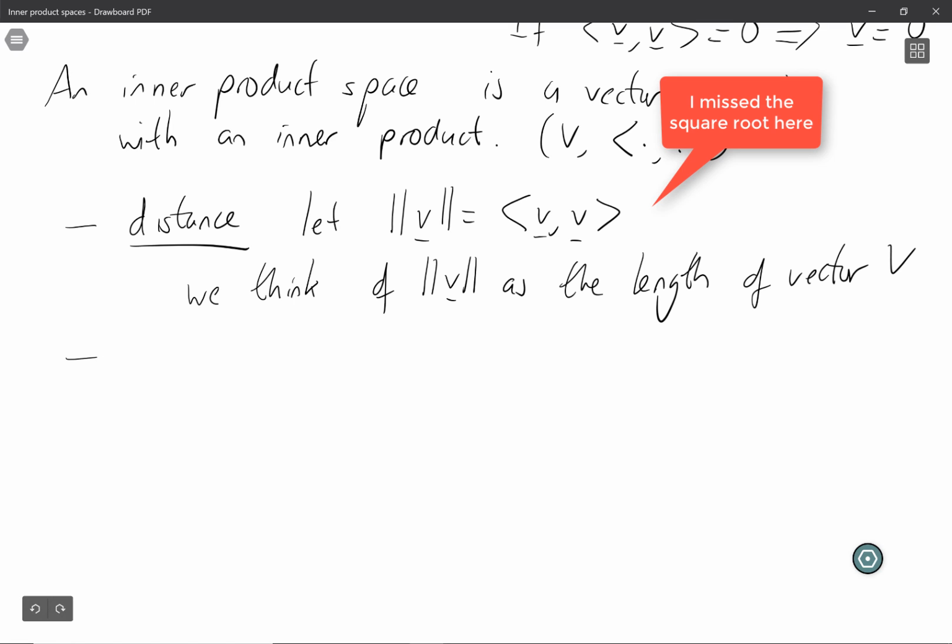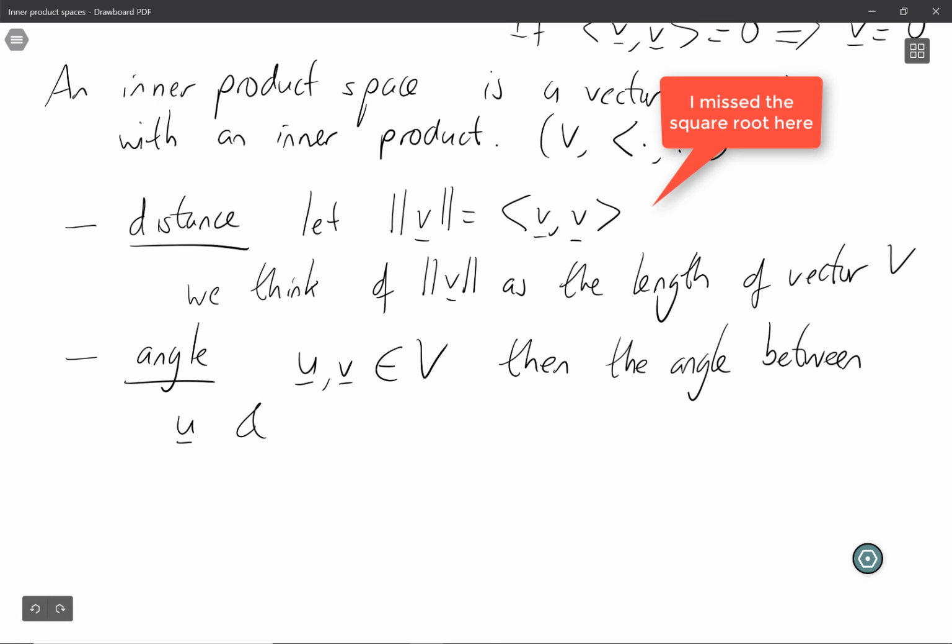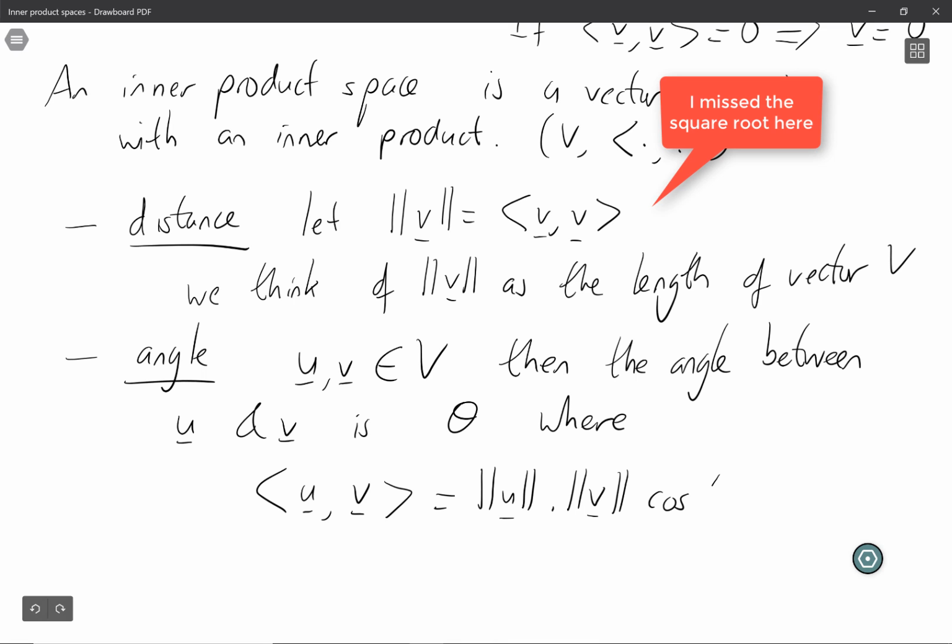The second concept is that of angle. So if we've got U and V in the vector space, then the angle between U and V is theta, where the inner product of U and V is the length of U times the length of V times cos theta. So that defines the angle theta.